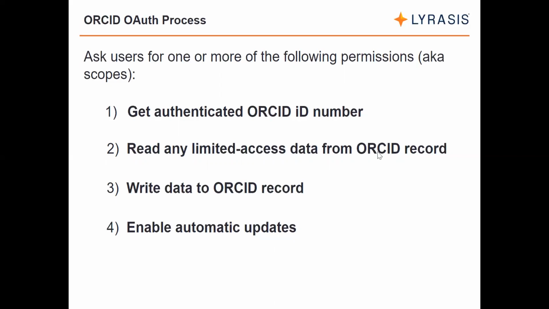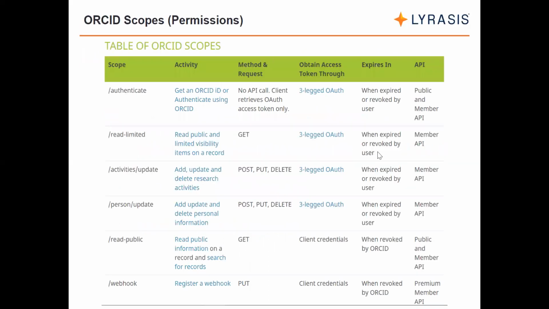So you can also ask to read any limited access data from their ORCID record. You can ask to write data to their ORCID record, and you can also include the option for allowing automatic updates if you're using the Premium Member API. This image shows the variety of different permissions, and with the ORCID API, these permissions are known as scopes that members can use in their integration.